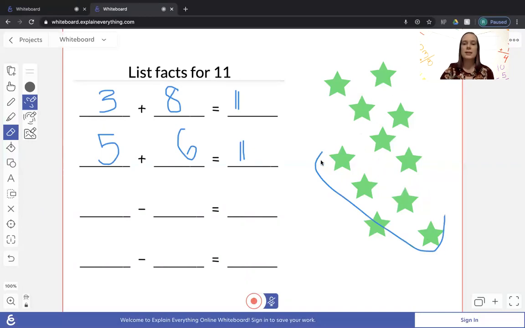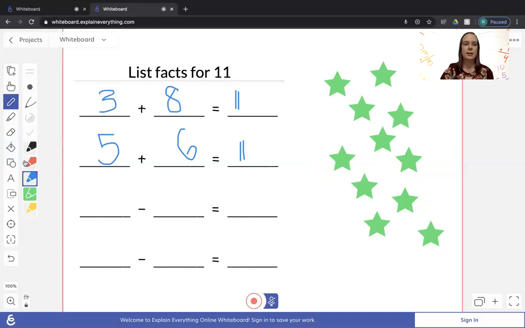Now we're going to do the same thing. If I can get this to erase here, we're going to do the same thing and create a subtracting equation. Okay, so remember, when we're subtracting, like I just said, we're going to start with our whole. Yeah, we have to start with the whole. That's a W for whole. And I'm going to take some away. So I know my whole is 11. That's the number that I have to begin with.